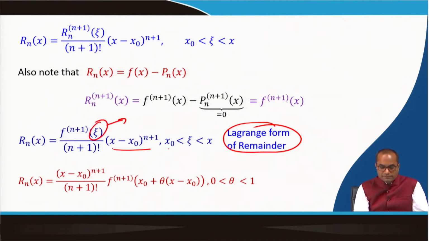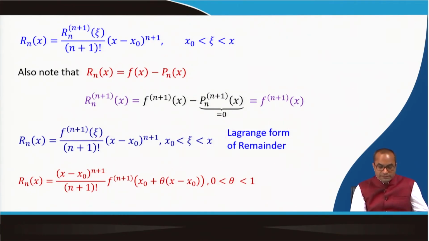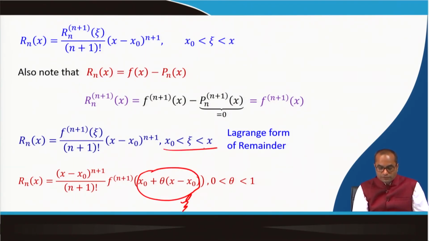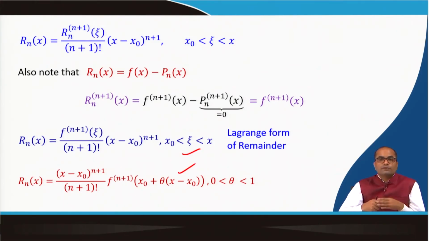There is another form for the same formula, that instead of writing this xi, because we know that xi lies between x0 and x, that can also be written in this form: x0 plus some theta times (x - x0). So if theta is approaching 0, for instance, this argument will approach x0, and theta approaching 1, then it will approach x. So this argument is the same as xi here. Xi was also between x0 and x, and this expression for different values of theta will also be between x0 and x, and the rest everything remains the same. So this is either this one or this one. These forms are called Lagrange form of remainder.